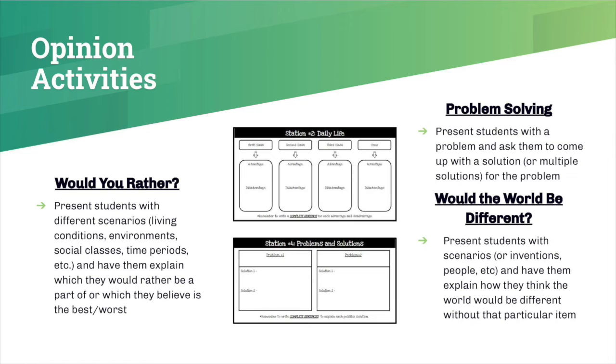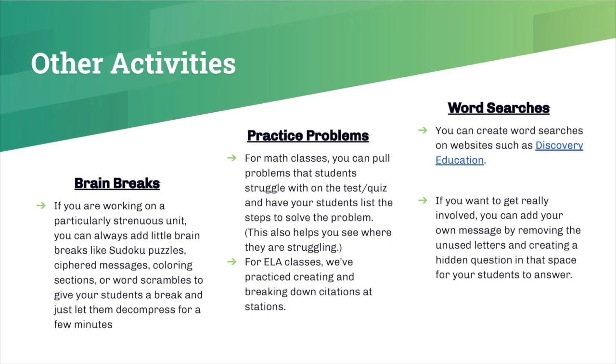With these, I present students with a scenario and have them explain how they think the world would be different without that particular item or event or person. So, how would America be different if Benjamin Franklin wasn't part of our history? Things like that. That just gives them an opportunity to really think about that particular person or place or invention's impact on the world.